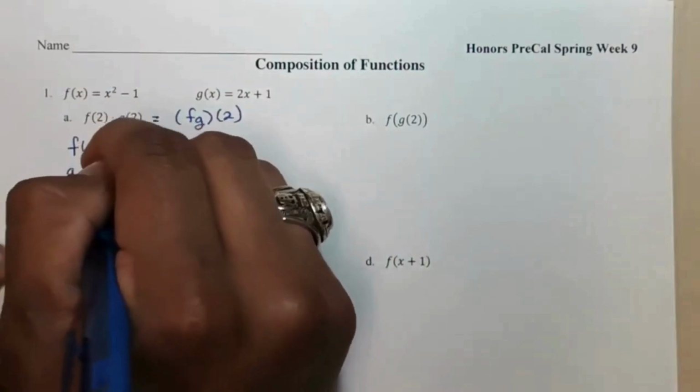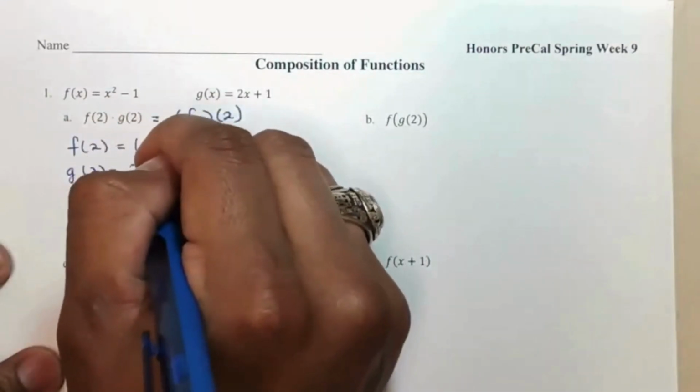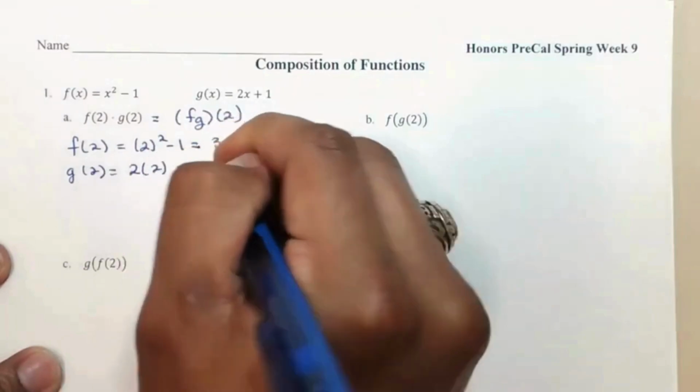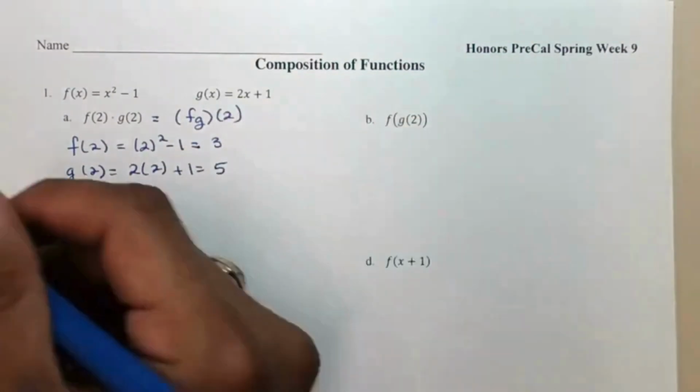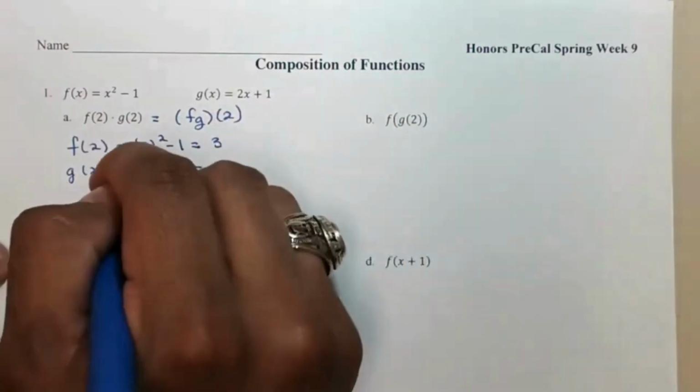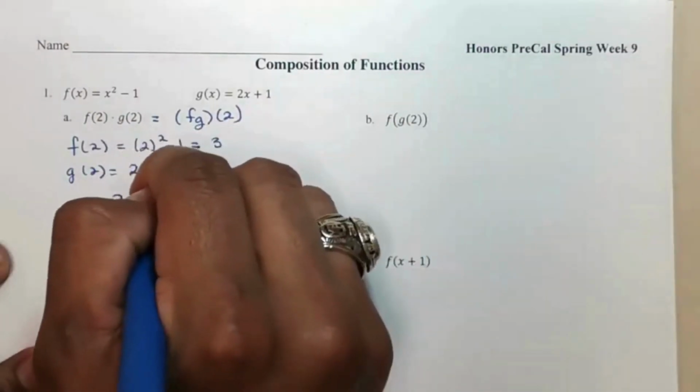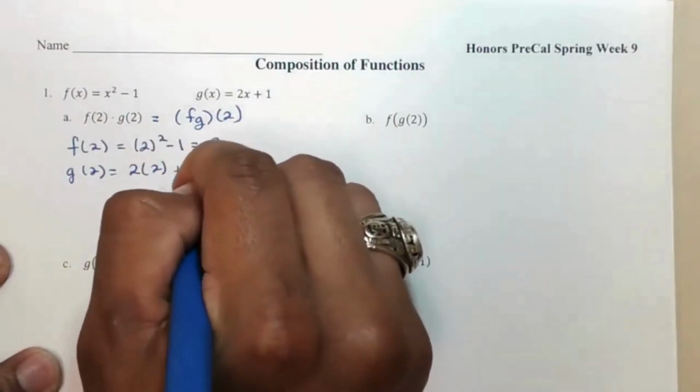G at 2, we have 2 times x, so 2 times 2 plus 1 ends up equaling 5. So we're just going to take what we got for f of 2 and multiply that with what we got at g at 2 to get our answer of 15.